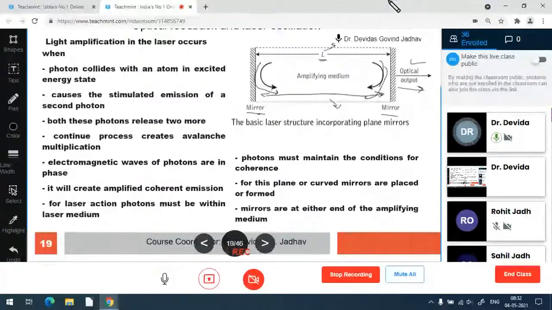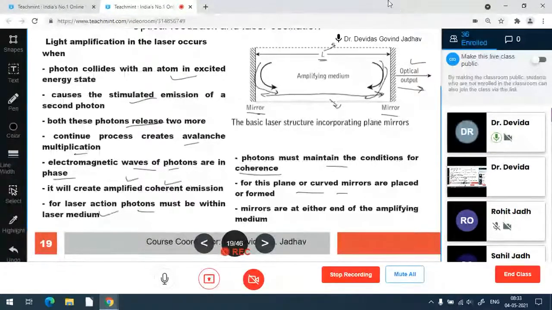So light amplification of the laser occurs when the photon collides with the atom in the excited state, and it causes the stimulated emission. And both these photons release further photons, and this gives the avalanche multiplication. So the electromagnetic waves of the photons are in phase and will create the amplified coherent emission. So laser action of the photon must be within the laser medium, and photons must maintain the condition of coherence to sustain laser action.